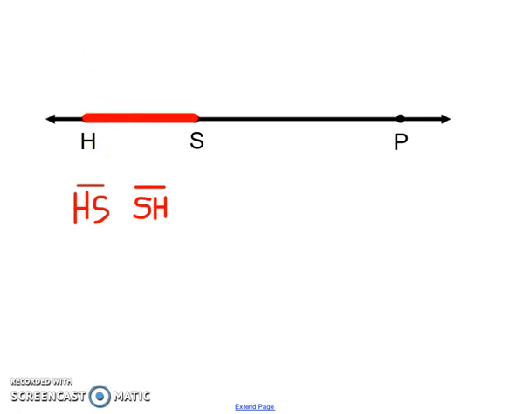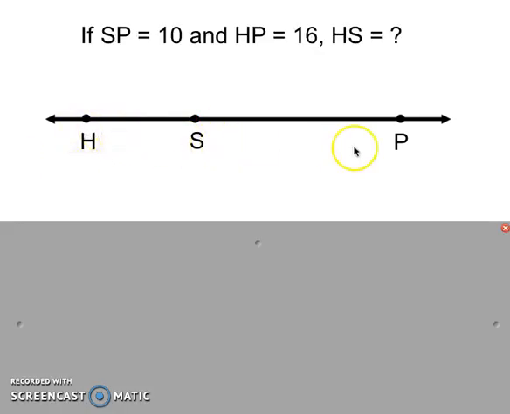Yeah, so there are line segments within lines. Also wanted to talk about this situation where you've got a line, you've got 3 points on the line. Well, what if we knew that SP has a length of 10, and we know that HP has a length of 16, so the whole thing is 16. Again, I do want this in your notes, so go ahead and sketch out this situation.